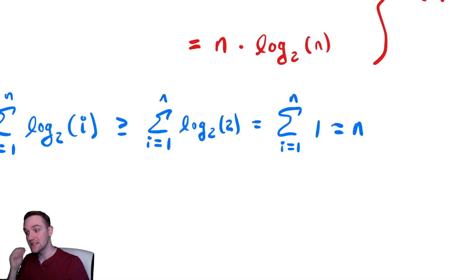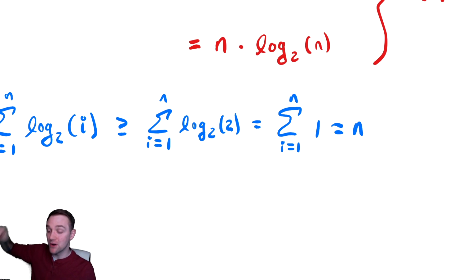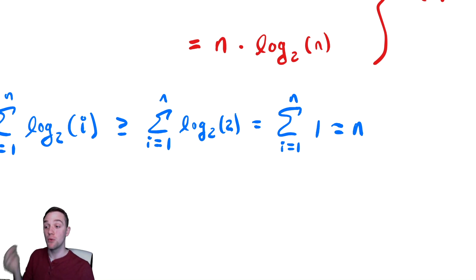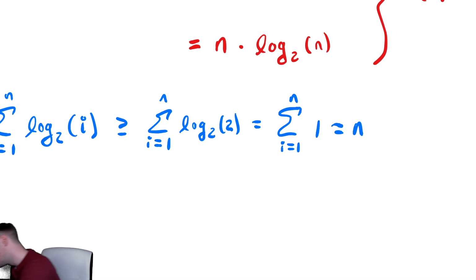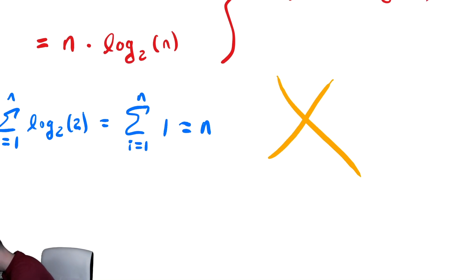This is unfortunate, because that does not match our upper bound. Our goal is to show that this is an omega of n log base 2 of n. And by doing this, we've made it too small in some sense. We made it bounded below by n, which may be a valid lower bound, but we want it to match our upper bound. So this does not work. So we should not be doing this.